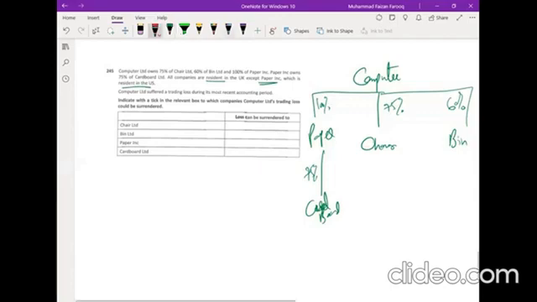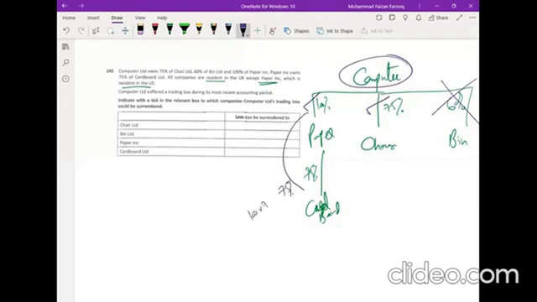Yes. Computer is okay, Paper is okay, Paper will be forming the group. Chair is okay, Bin is not okay. And for this one, effective percentage is 100 into 75, which is 75, so Cardboard is also okay. So the group is Computer, Paper, Chair, and Cardboard. Am I right or wrong?